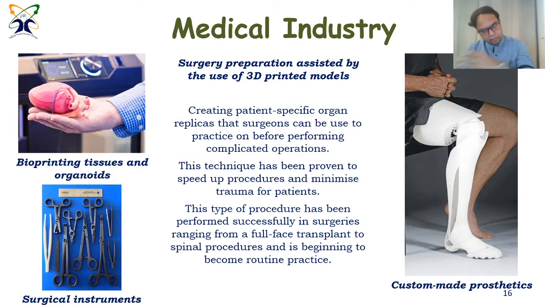So let me cover from the right side. On the right hand side, you can see there is a custom made prosthetic. If you need some sort of prosthetic for your body part, then it is easy nowadays to scan, for example, another part, and then you feed it to the software. It will create exactly the same thing.